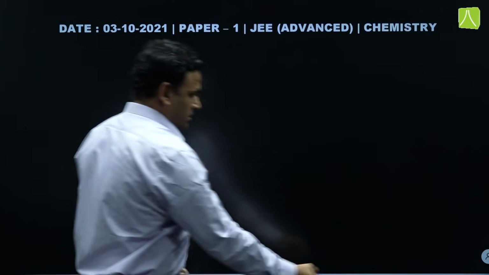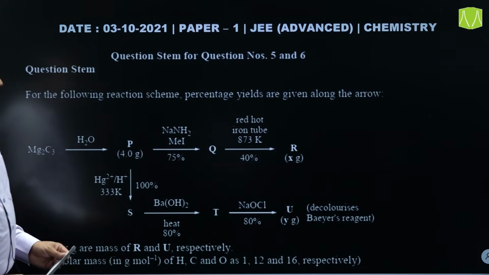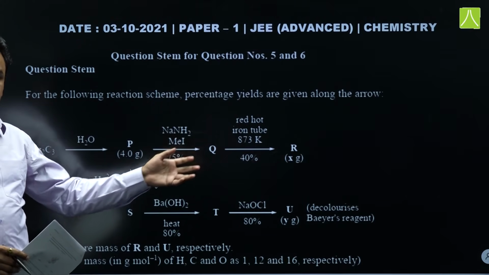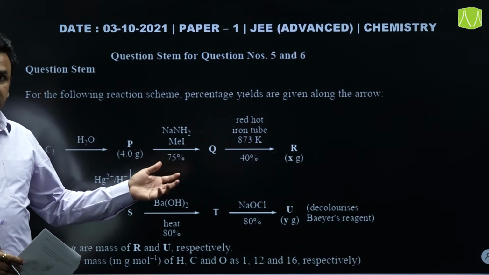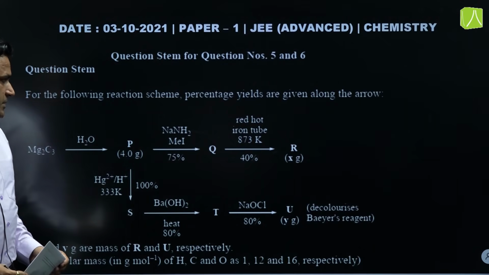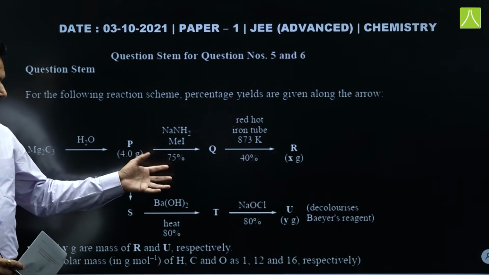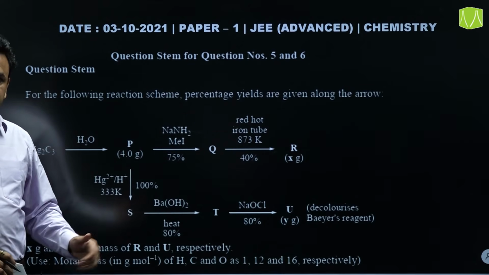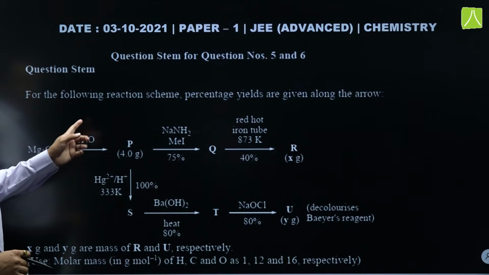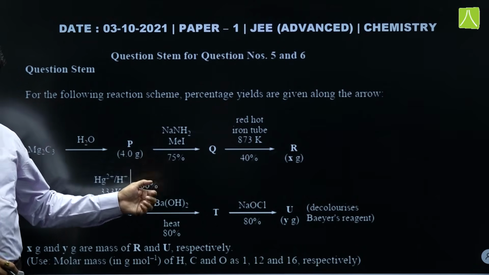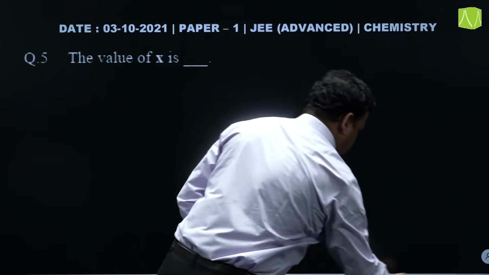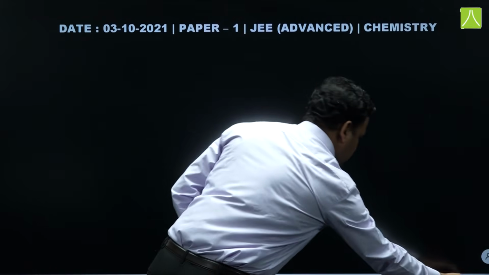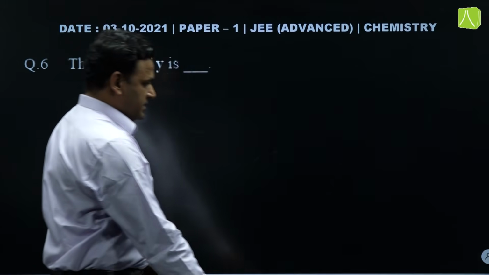In the JEE paper, questions number 5 and 6 were based on this question stem. This is a new pattern introduced in the 2021 paper, in which a question stem is given, and based on this data, we have to answer 2 numerical answer type questions. Questions 5 and 6 are from organic chemistry, so they will be discussed in another session. This is question number 5, and this space is for question number 6. The values of x and y we have to calculate.